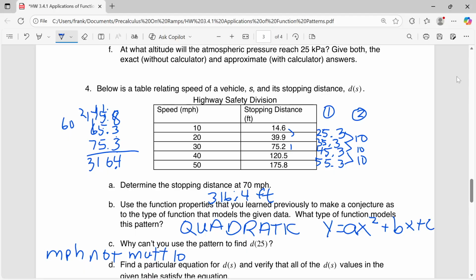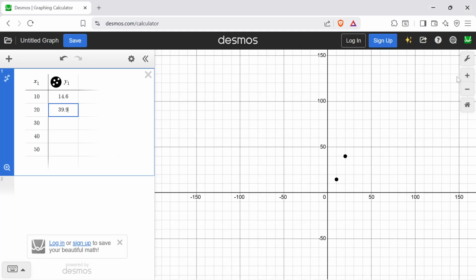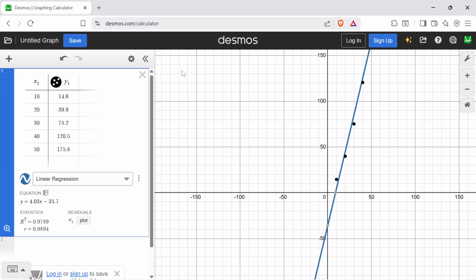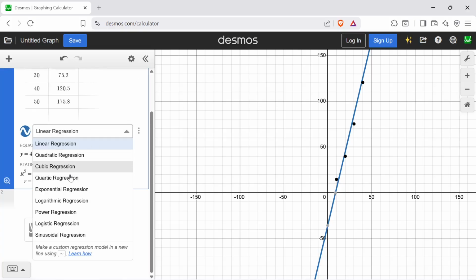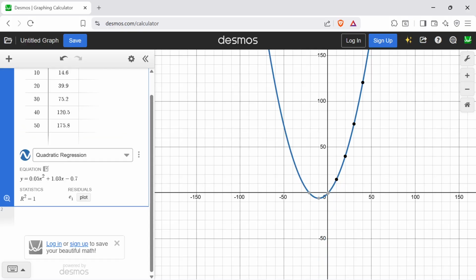14.6, 39.9, 75.2, 120.5, and then 175.8. And then on Desmos, I'm going to press, on TI-84, you press Stat, calculate, and then go down to, I know it's a quadratic, and it will give you the equation. I'm going to go here, quadratic, regression, and see this r squared value is 1, so that's good.